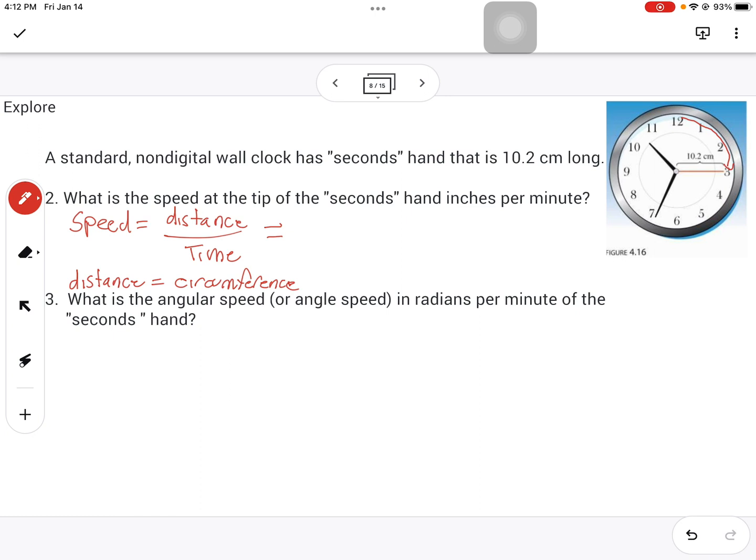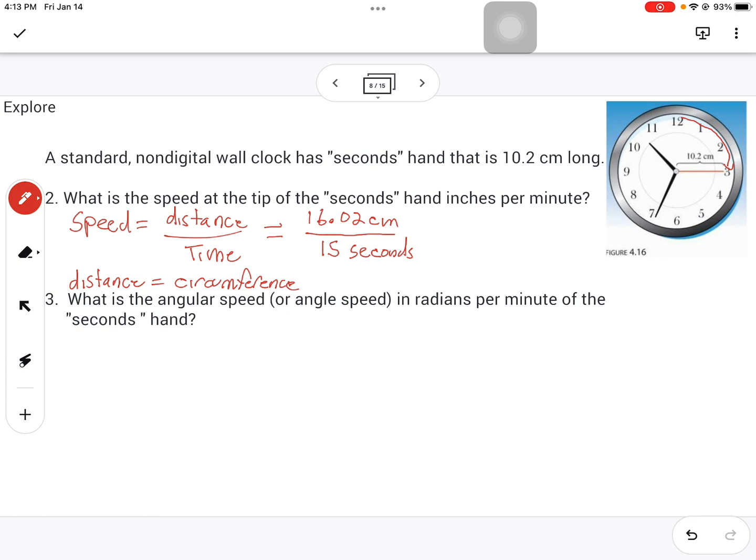In fact, if we look at our first problem where it went from 12 to 3, we have a distance on that. That distance or circumference was 16.02 centimeters. Our time it took to get there, now since that's a second hand, it took 15 seconds since each number is 5 seconds. So we have 16.02 centimeters divided by 15 seconds. And now we have a speed, 16.02 divided by 15, and that would be centimeters a second.